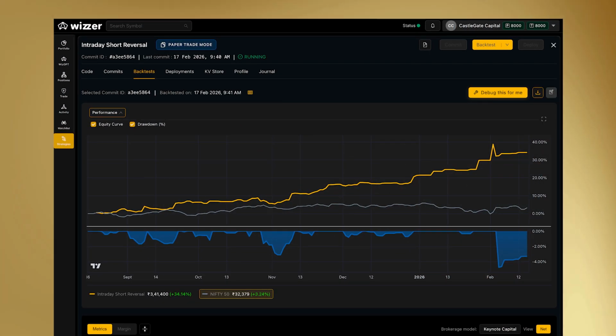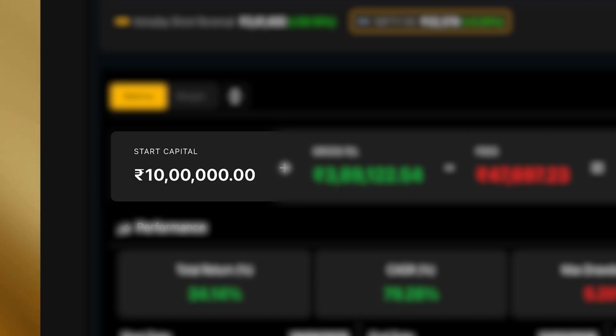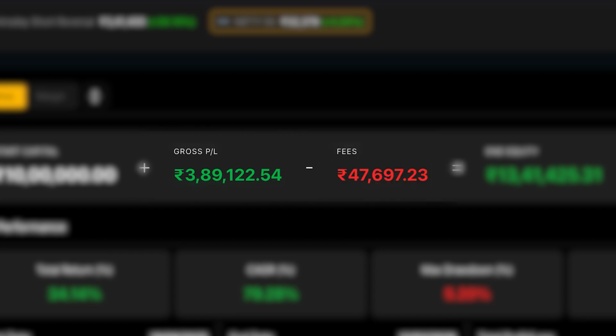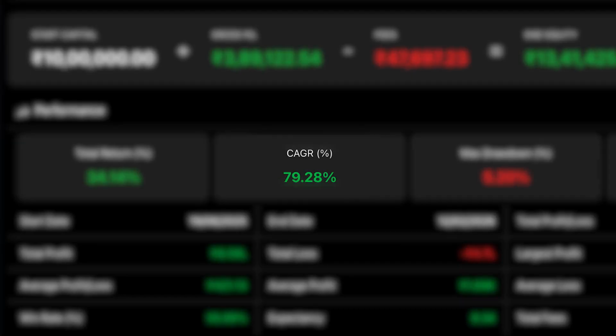The strategy was tested from August 19th, 25 to February 12th, 26. Starting with a capital of 10 lakh, the portfolio grew to 13 lakh 41,000. The strategy generated a gross profit of 3 lakh 89,000 with total fees of 47,000, resulting in a net profit of 3.41 lakh. This translates to a CAGR of 79% over the test period.